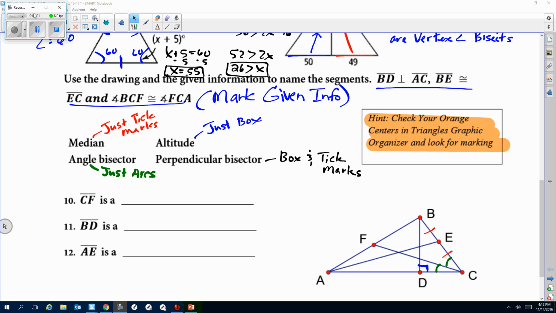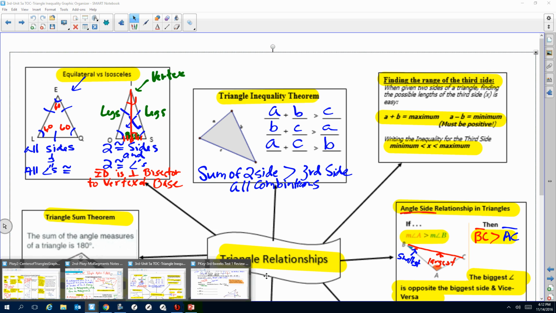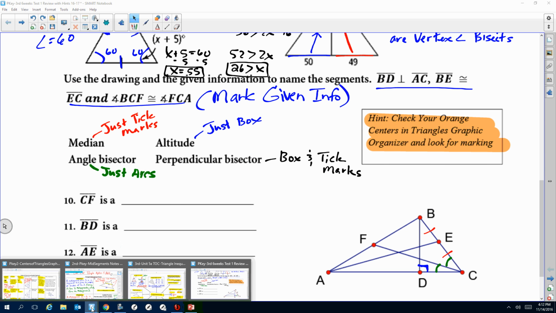Alright, okay, we go for our next section. Our next section, you would need your orange centers of triangles graphic organizer, and that was, let me show you that real quick. Oh, that's the wrong one, sorry. That is what the review is.